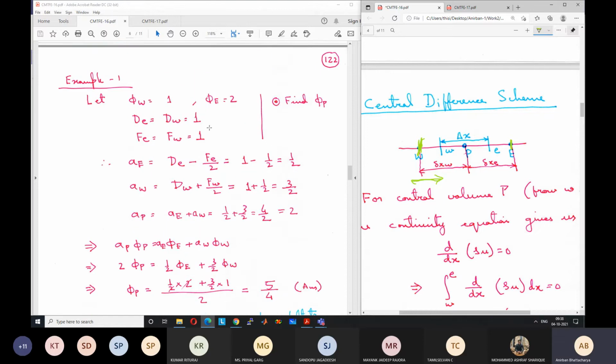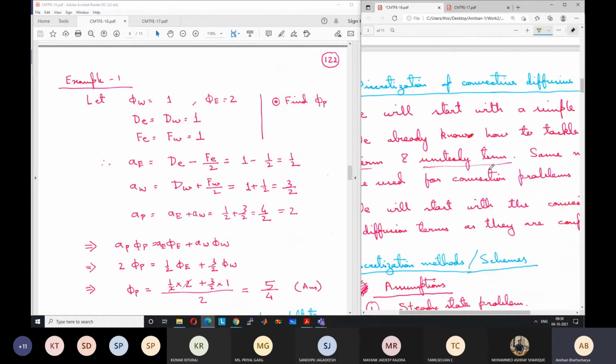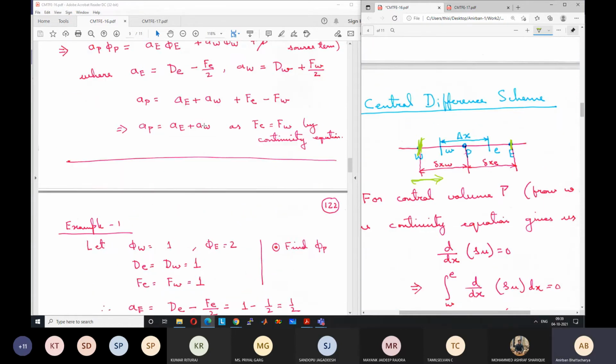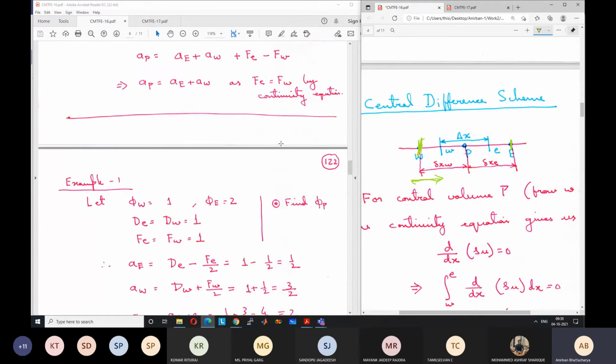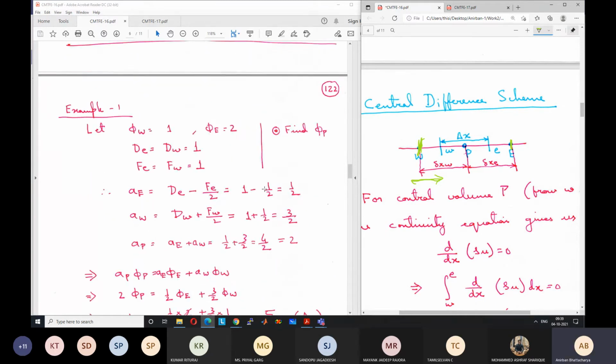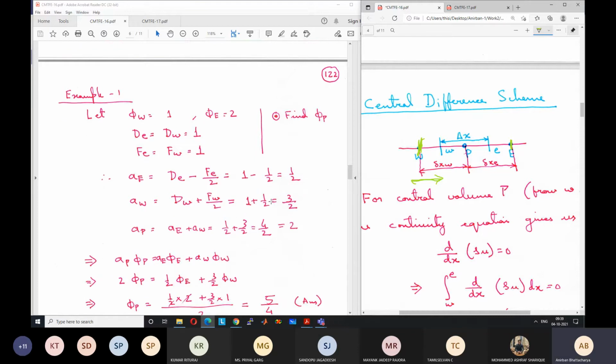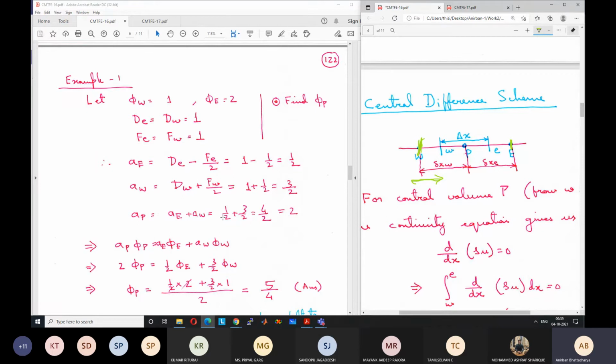So anyway, with these values, let us try to find AE is equal to dE minus Fe by 2. That is what we have derived, right? And AW is equal to dW plus FW by 2. So AE is 1 minus half, equal to half, and AW is 1 plus half, 3 by 2. AP is equal to AE plus AW, which is half plus 3 by 2, so 4 by 2, equal to 2. Now we can write our equation, AP phi P is equal to AE phi E plus AW phi W. This is our discretized equation, right?